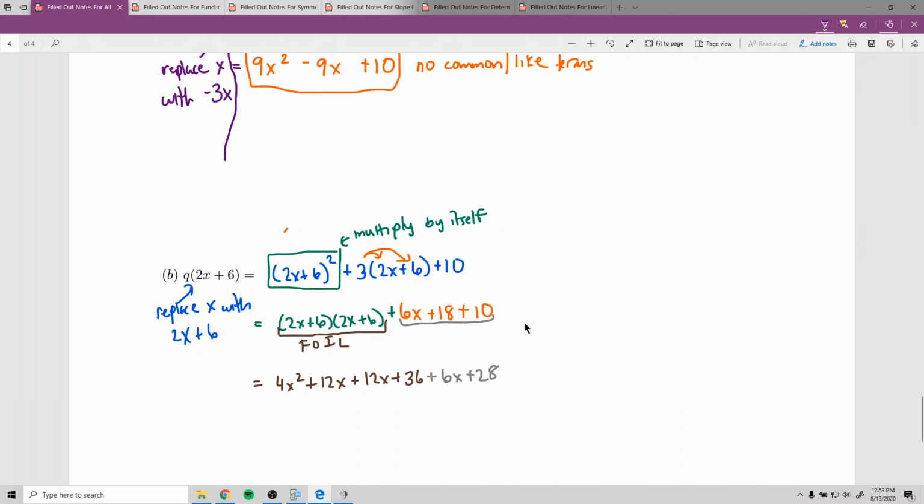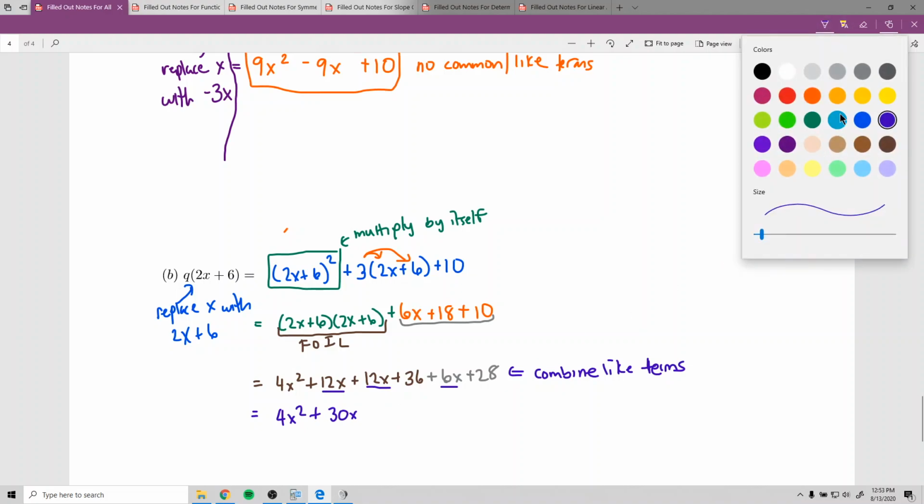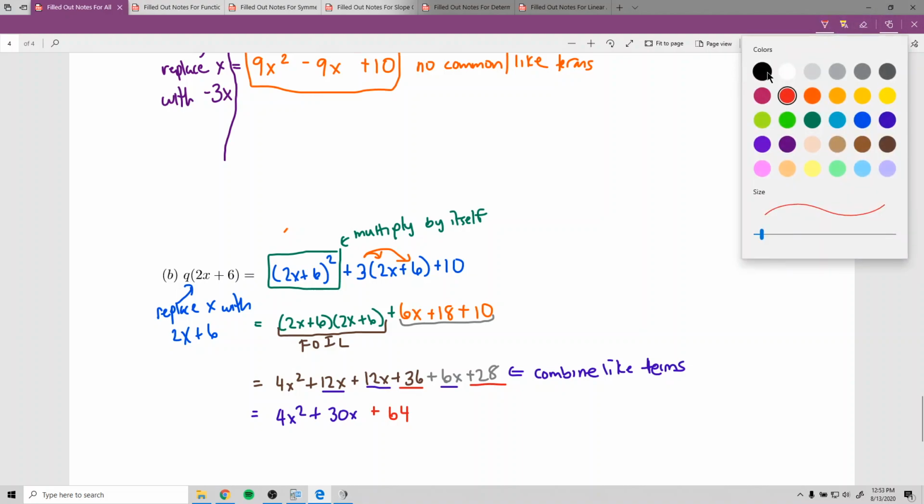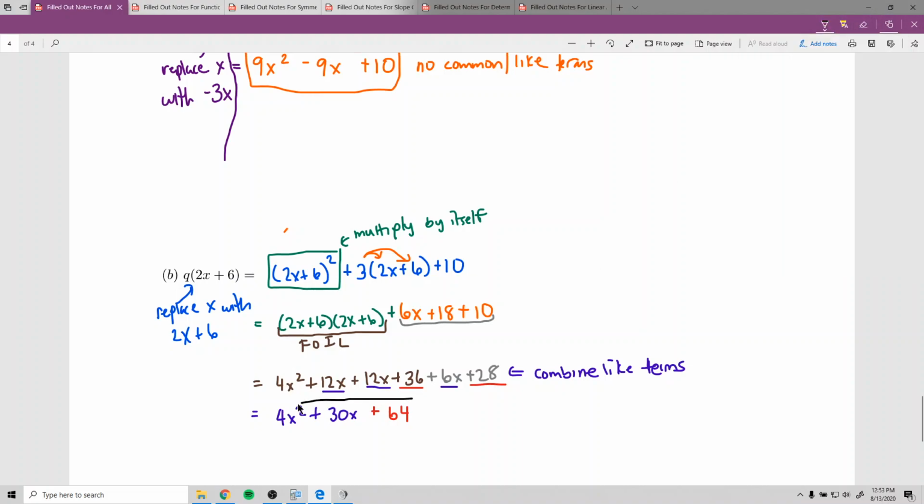And now that we have all the parentheses and everything gone, the last thing to do is combine like terms, and then you're finished. And so the only squared term is 4x squared. There's nothing to combine there. For the x's, we have 12x plus 12x is 24x, plus 6x is 30x. And then the last part, the numbers, we have 36 plus 28, which is 64. So q of 2x plus 6 equals 4x squared plus 30x plus 64.